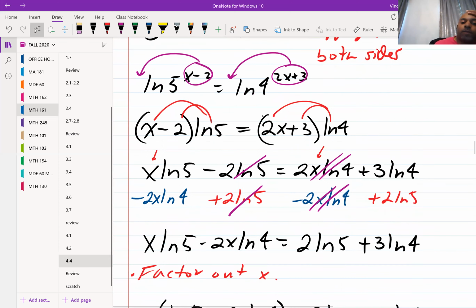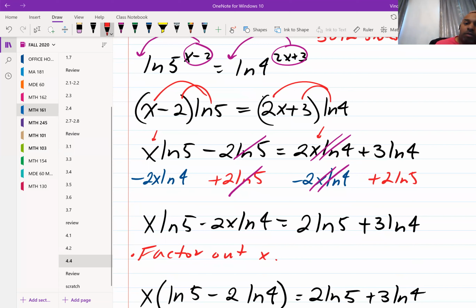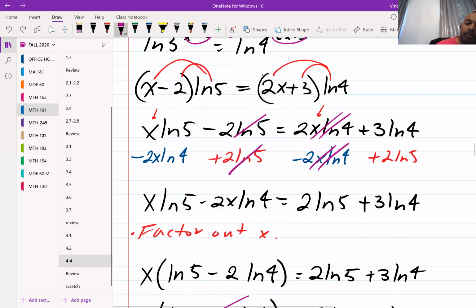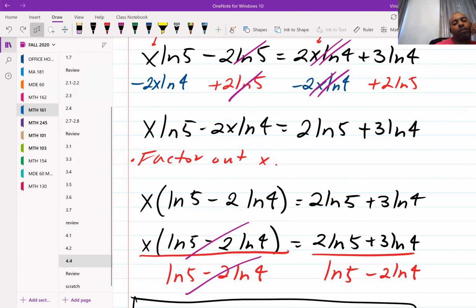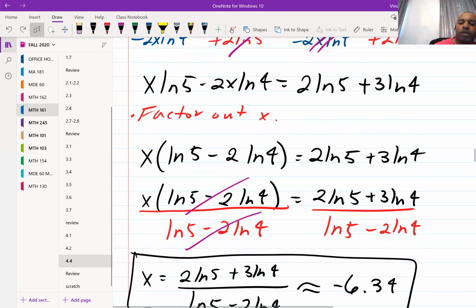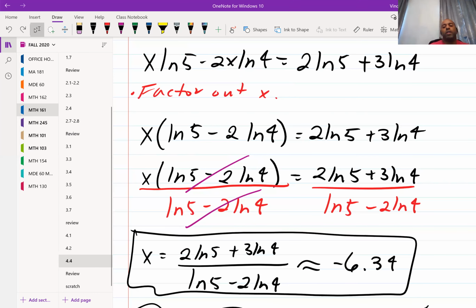All right, so now we can factor out x. We have x in both of these terms, so we can factor x out. This would be the result: x times natural log of 5 minus 2 natural log of 4. Then we will divide both sides by that quantity, natural log of 5 minus 2 natural log of 4. And that will be the result, negative 6.34.